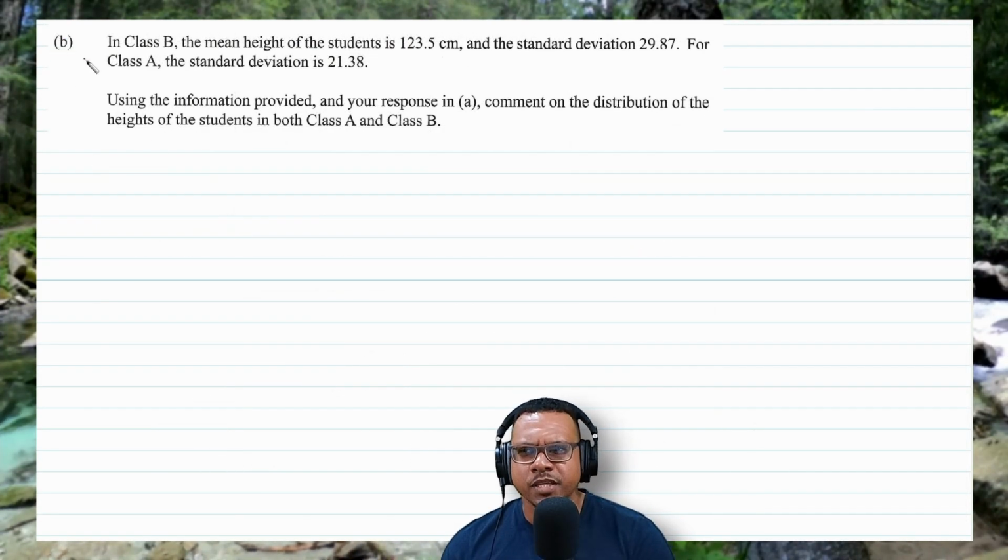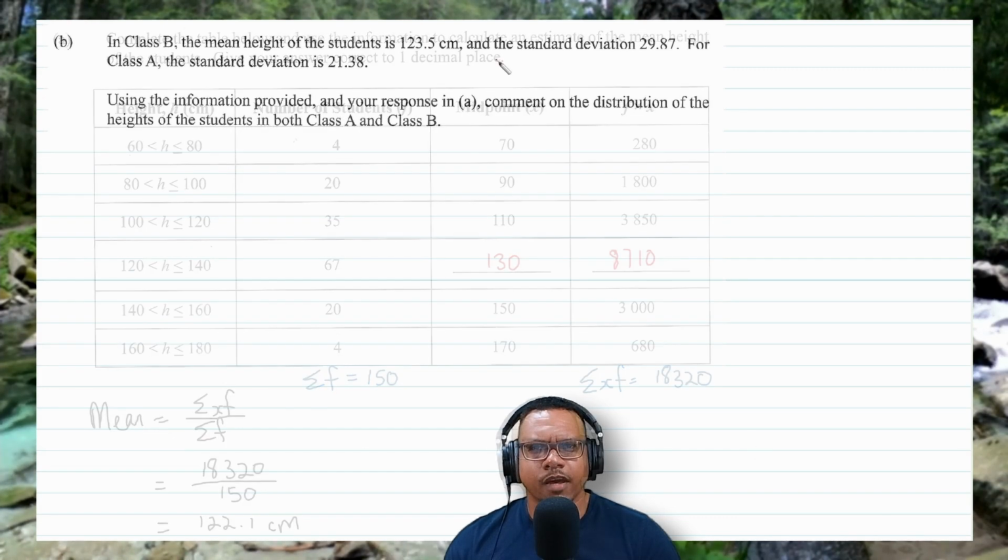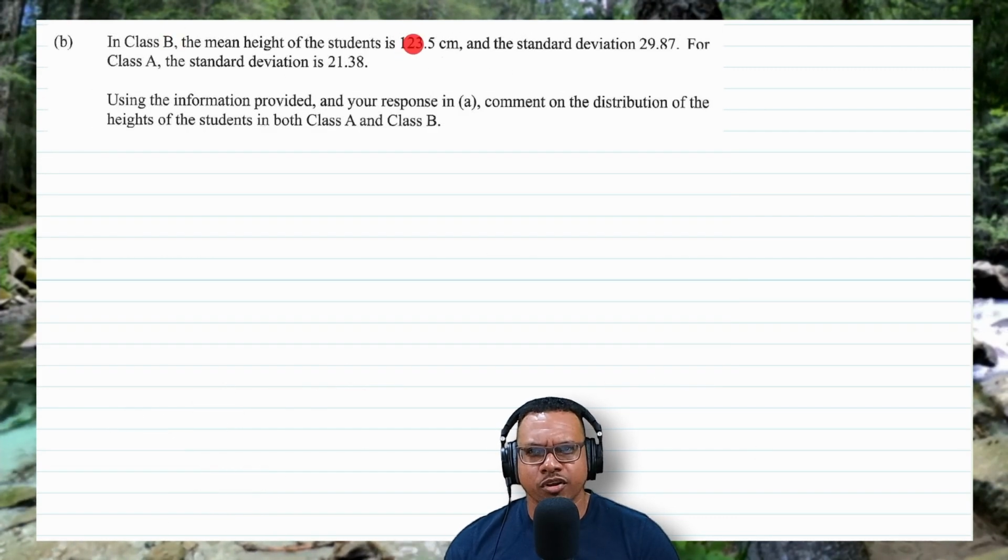All right, so moving on to part B, we have in class B. So what we worked out before was for class A. Now, this is for class B. We say that the mean height is 123.5 centimeters. So let's recall that for class A, the mean height was 122.1 centimeters. And we say that for class B, with this 123.5 centimeters as the mean, the standard deviation is 29.87. And for class A, the standard deviation is 21.38.